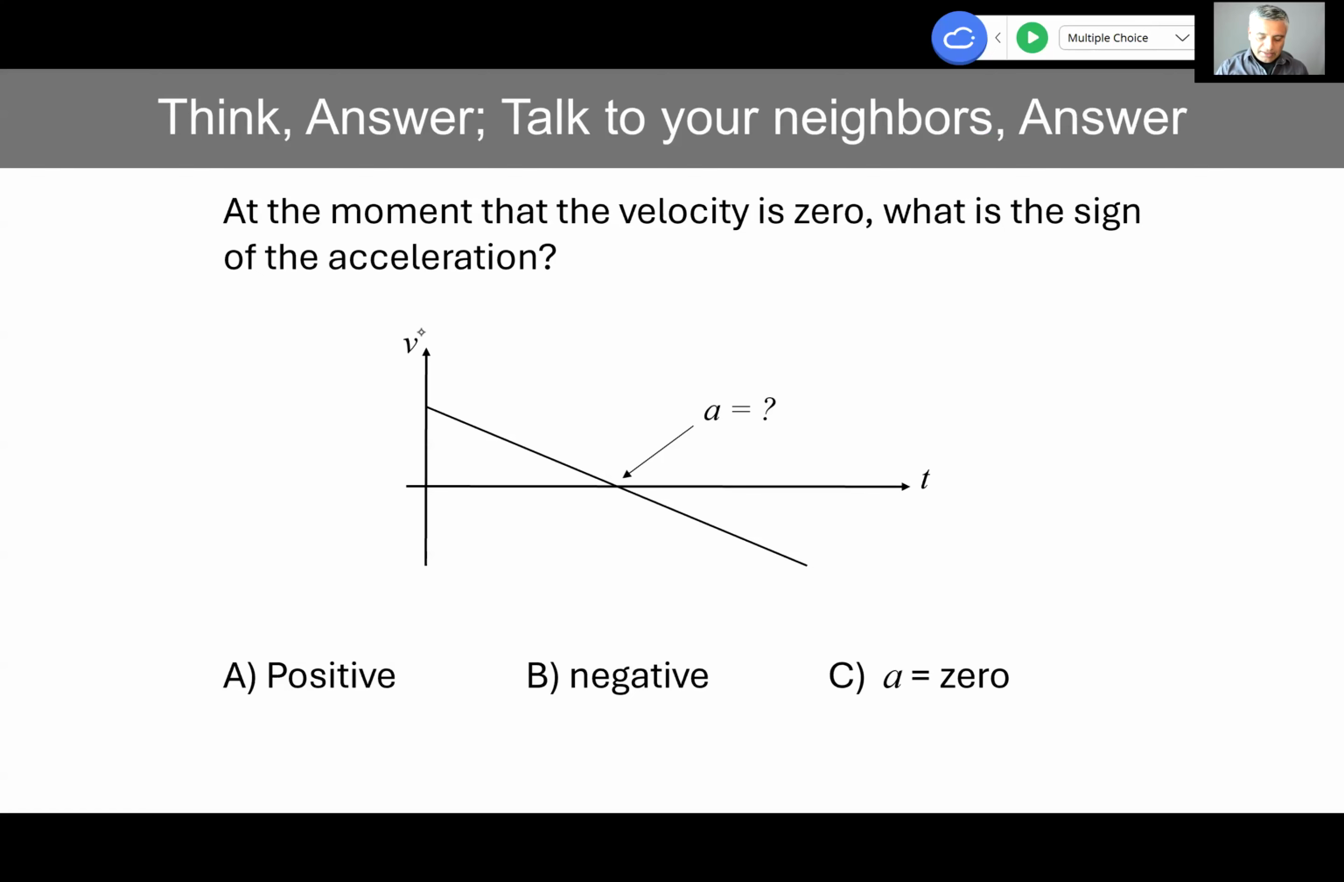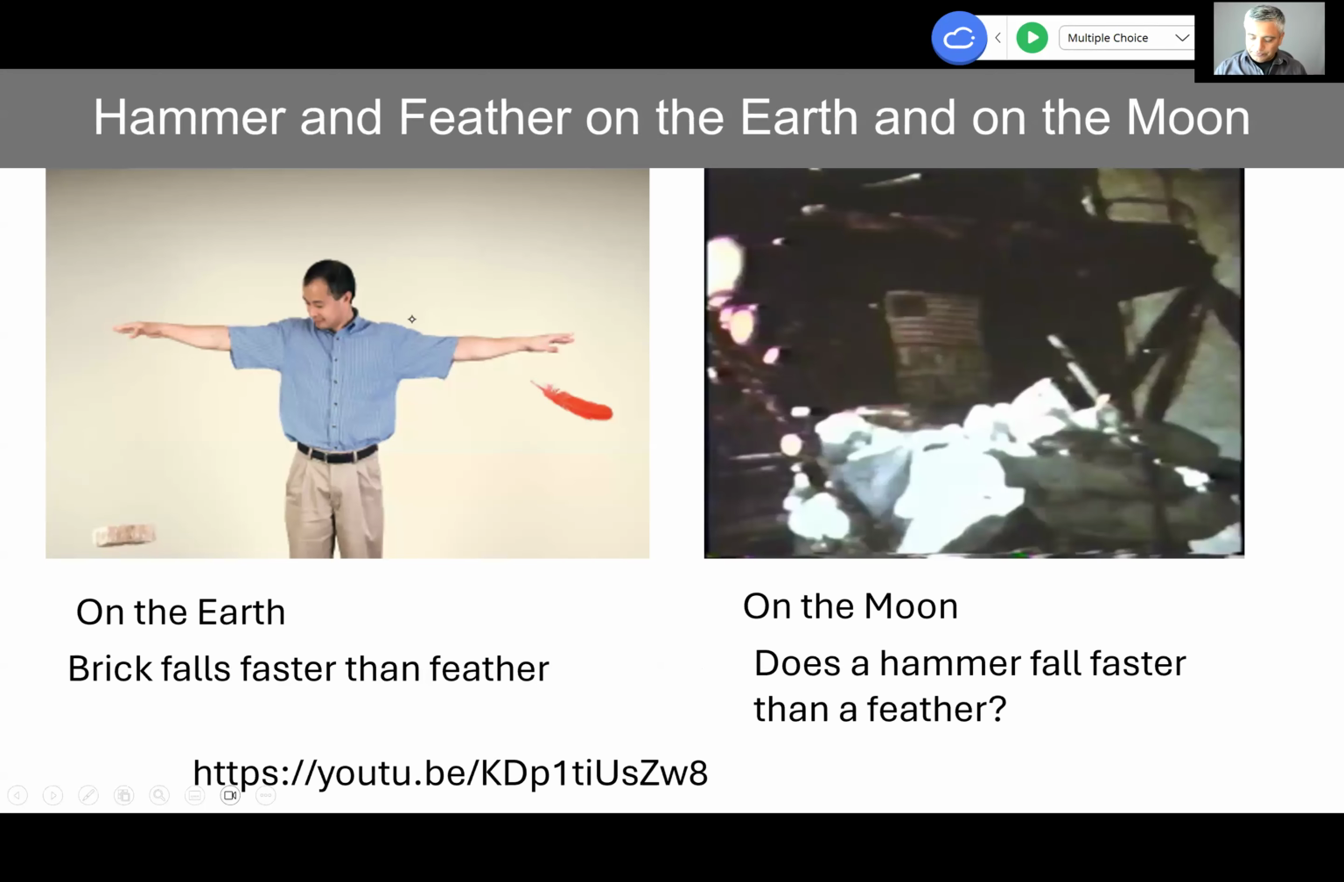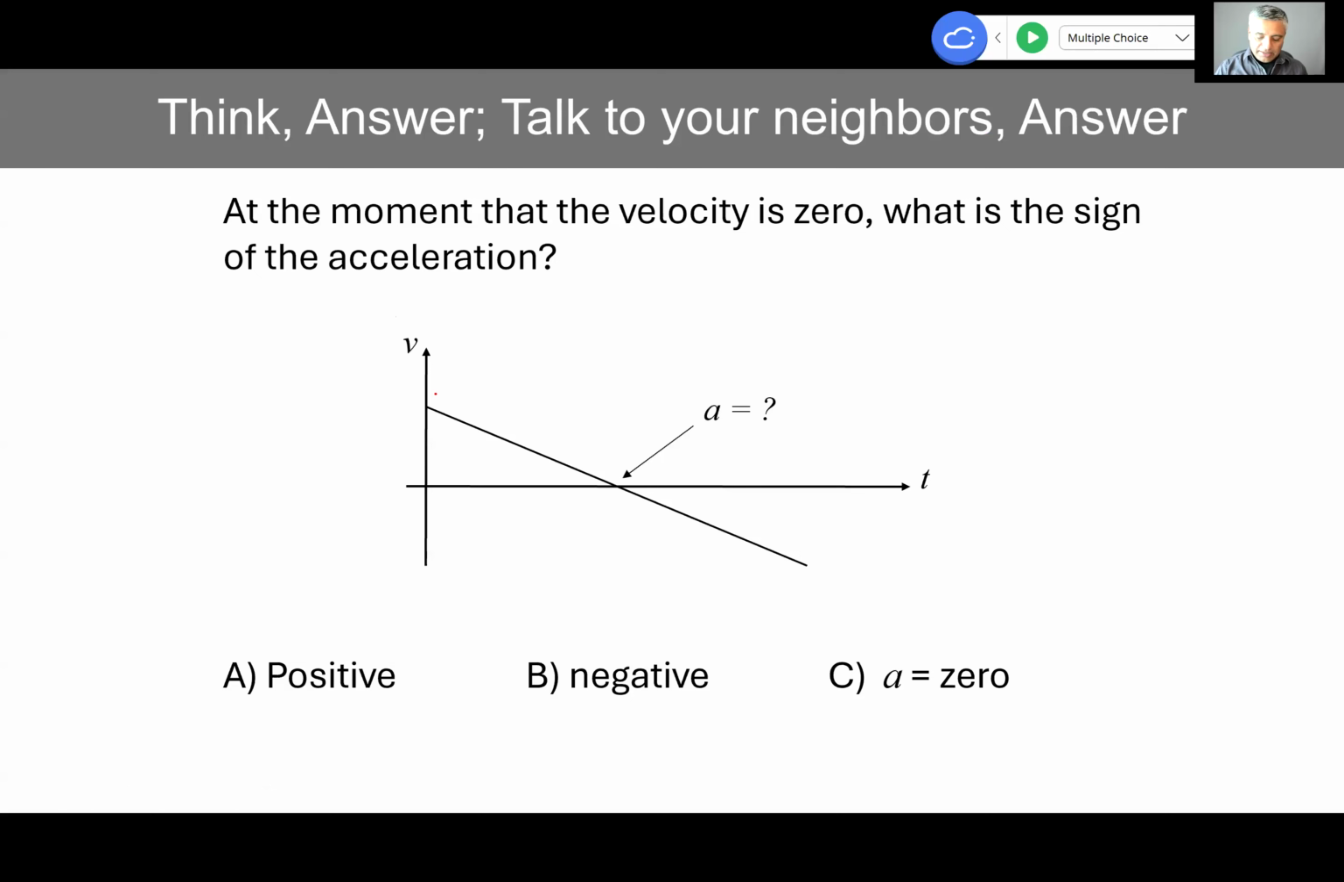Remember, this is a velocity versus time plot. So here, this means there is no negative, meaning up is positive, okay?